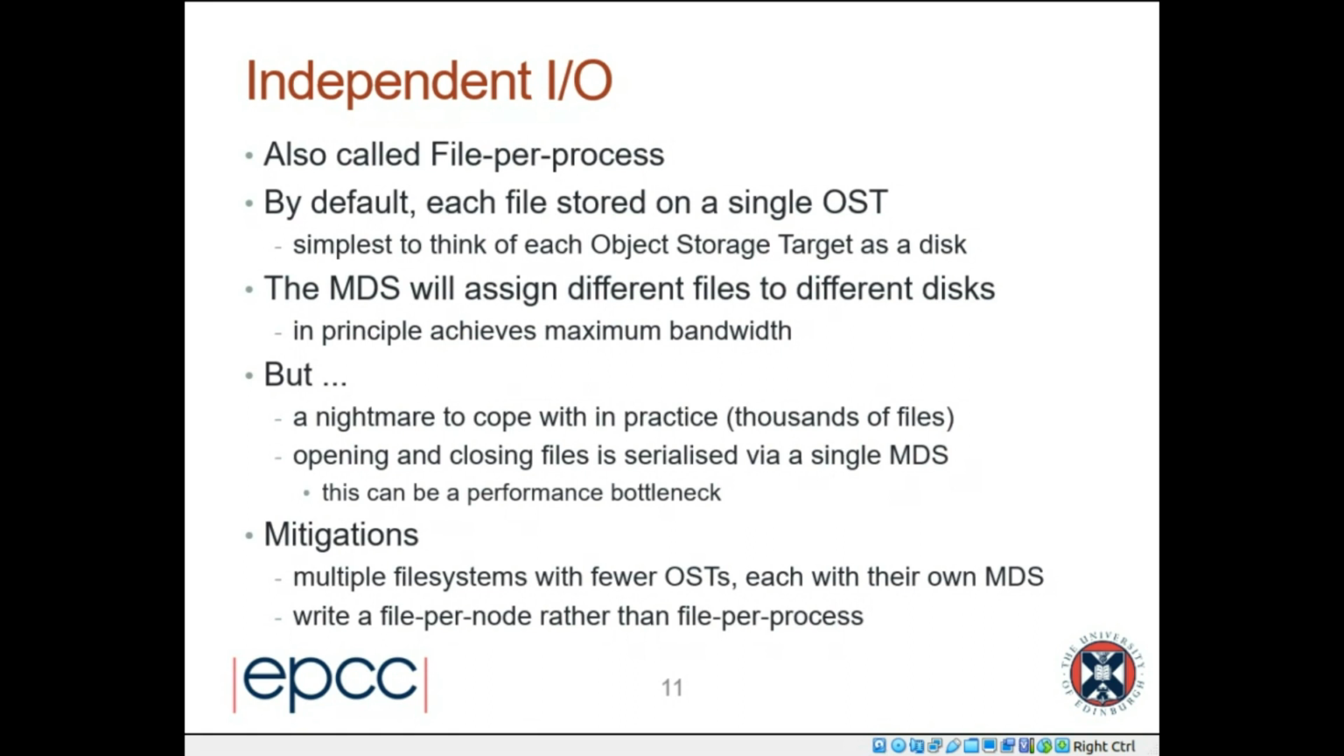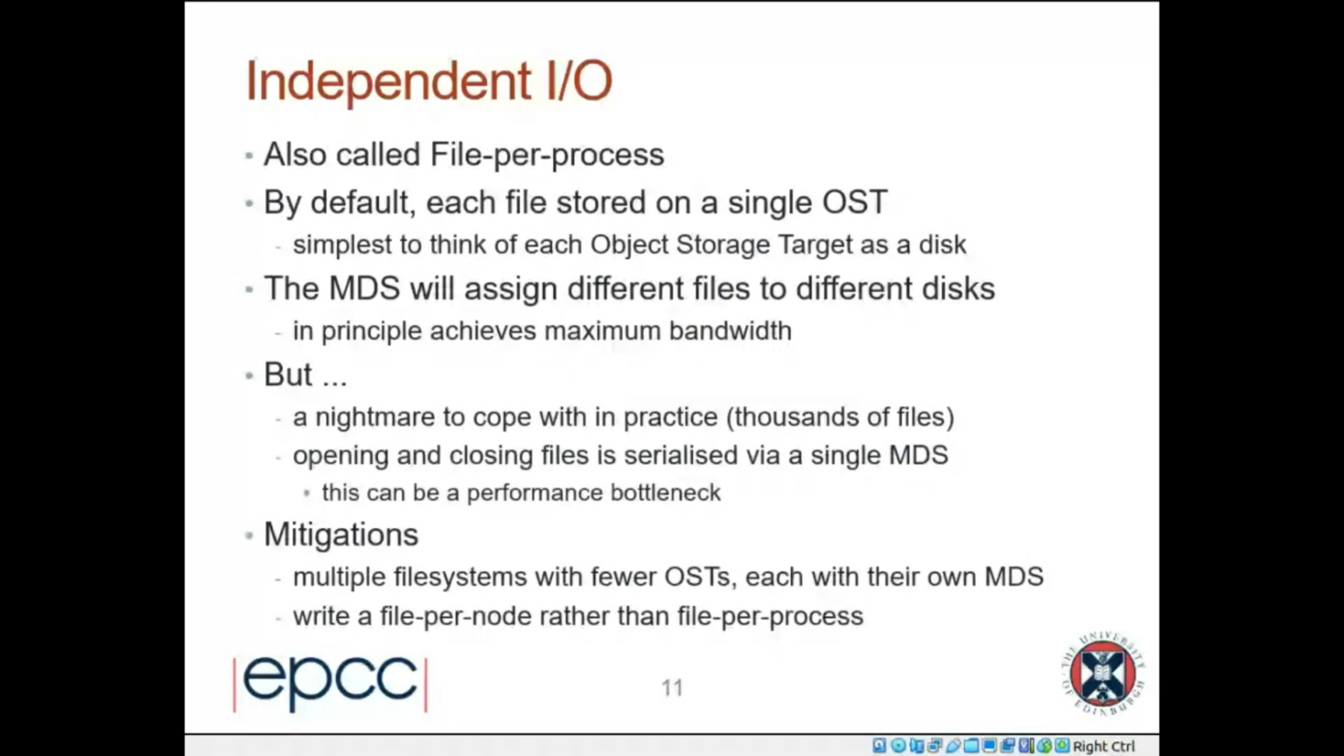What are the mitigations? Well, one mitigation you can do when you set up the computer is not to have a single file system with lots of OSTs and one metadata server. You have, and we'll see this is what's done on ARCHER2 and was done on ARCHER, three file systems, each with a fewer number of disks, fewer OSTs, but each has their own metadata server, and that gives you some balance between the latency and bandwidth.